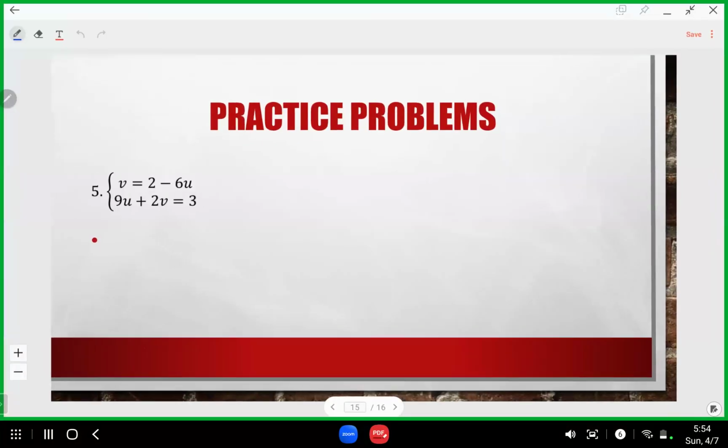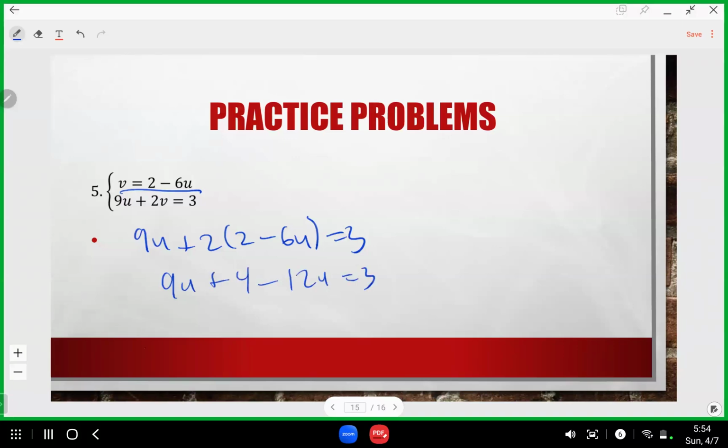Now on to the last one. So this one is very easy because we're already given the substitution thing that we put in here. 9u plus 2 times 2 minus 6u is equal to 3. That's all we need to do. 9u plus 4 minus 12u is equal to 3 here. And then we have negative 3u is equal to negative 1. u is equal to 1/3. Okay. And then we get v is going to be equal to 0. v is equal to 2 minus 2, so it's just equal to 0 here.